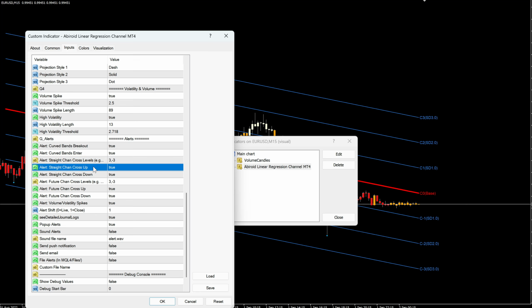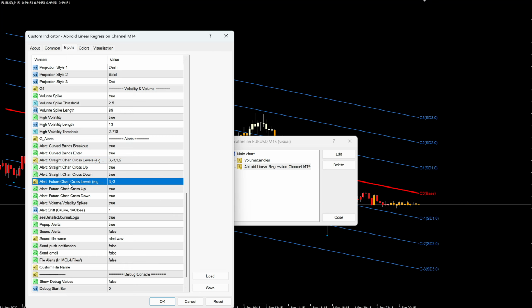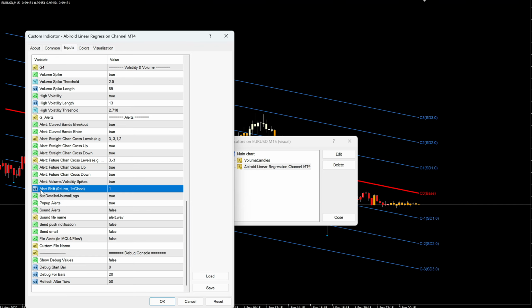So if I want an alert when price crosses it and goes outside, set it to cross up, and if price crosses and goes below it, set it to cross down. And if I want other channels also, like 3, and if I want 1 and 2, but I don't want -1 and -2, I just set it to this. So it will alert me when those crosses happen. And same way for future channels, you can set the comma separated values and the alert shift.